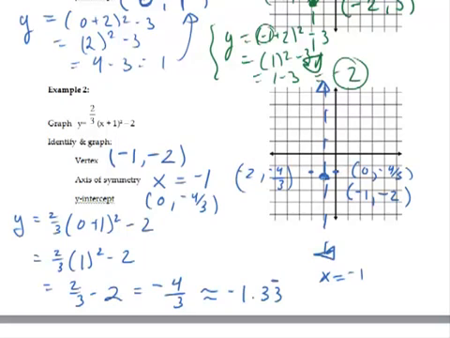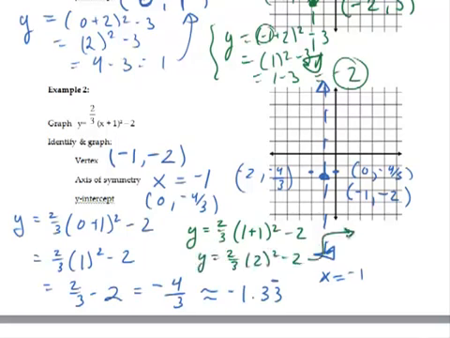We need to plug in one more point. We've already plugged in negative 1. We've already plugged in 0. Let's plug in a positive 1. So with a positive 1, we'll say y equals 2 thirds times 1 plus 1 squared minus 2. Y equals 2 thirds times 2 squared minus 2. So we get y equals 2 thirds times 4 minus 2. So this becomes 8 thirds minus 2, which is 2 thirds. So we get 1 comma 2 thirds right about here.